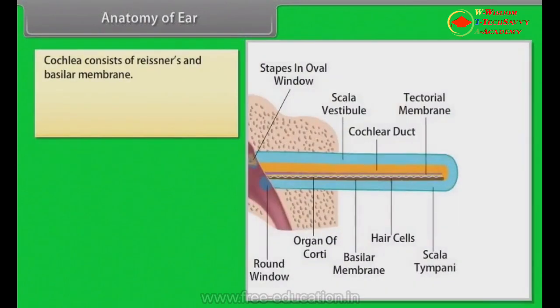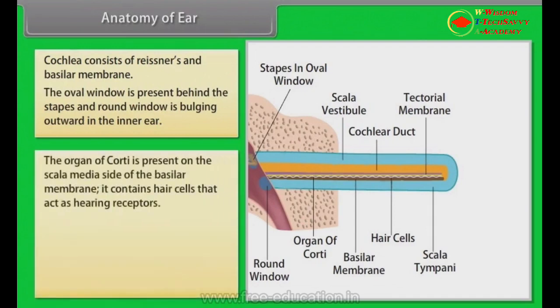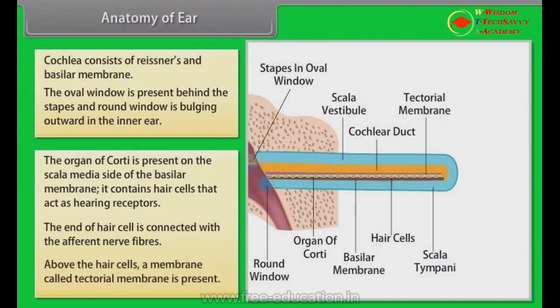The cochlea consists of the vestibular and basilar membranes. The oval window is present behind the stapes, and the round window bulges outwards in the inner ear. The organ of Corti is present on the scala media, on the side of the basilar membrane. It contains hair cells that act as hearing receptors. The end of the hair cell is connected with afferent nerve fibers. Above the hair cells, a membrane called the tectorial membrane is present.